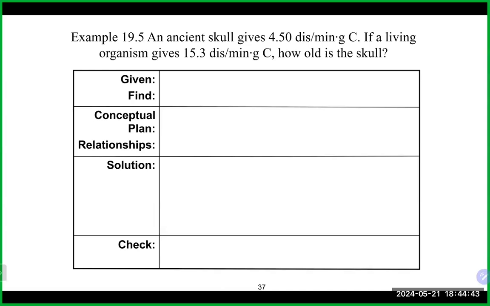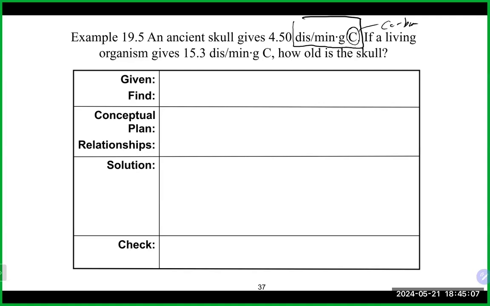and this is a rate of radioactive decay. This is disintegrations per minute per gram of carbon. So this is not Celsius, that's per gram of carbon here, and it is a unit of radioactive decay. And a living organism gives 15.3 disintegrations per minute per gram of carbon. How old is the skull?